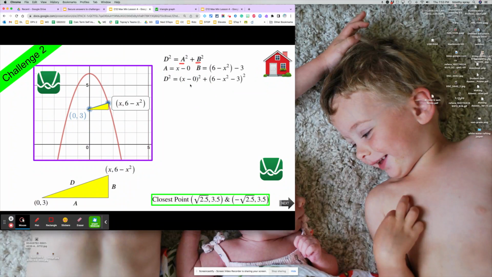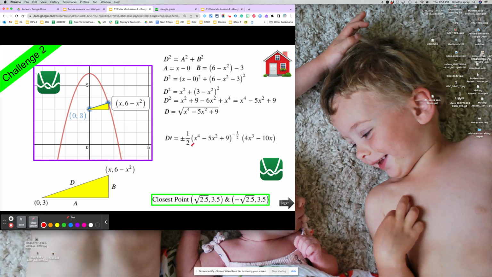There we go. I've placed the x minus 0 in there, and that's just another name for A and B. We're going to square both of those. We're going to simplify 6 minus 3 and square that. What I did, and you don't have to, but you could, is expand that all out and clean it up, in other words simplify, because we know we're going to need to take the derivative eventually. So D is going to equal the square root of that polynomial there.